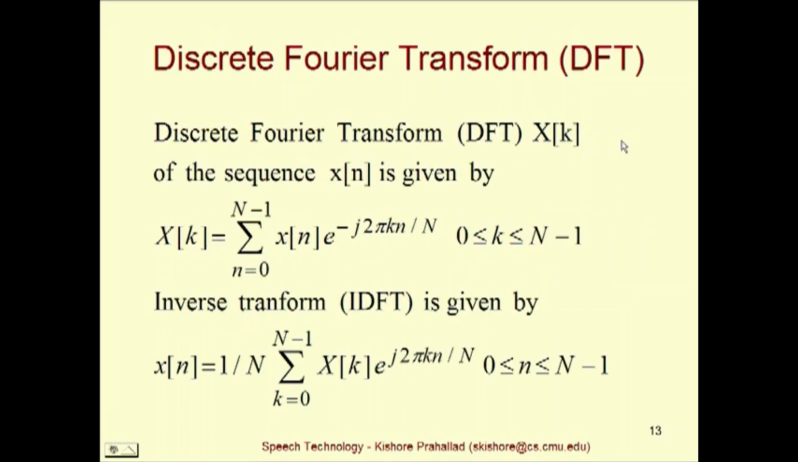So these are the equations which you can find in any standard textbook. This is the equation which gives you the Fourier transform. So x of n is a time domain signal, and then x of k is the frequency representation of the signal. You can also define an inverse Fourier transform where you plug in this frequency signal into this equation, and then you would get back your time domain signal here.